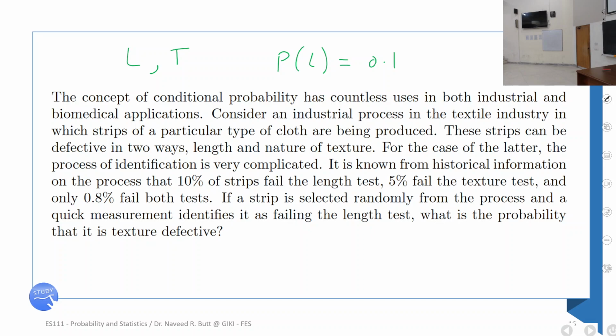5% fail the texture test. So probability of texture failure, defective in texture, is 0.05. Right? Then you have that only 0.8% fail both tests. इसको अब इसमें लिखेंगे. 0.008. Yes, L and T both happening at the same time is 0.008.